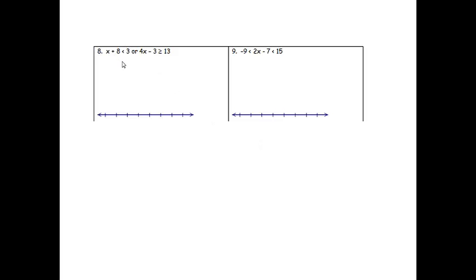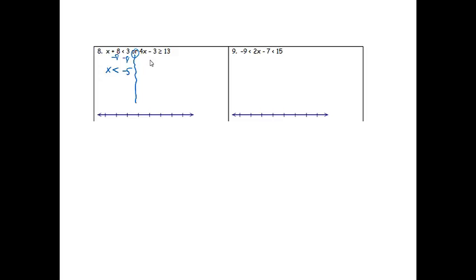Number 8, x plus 3 is less than 3, or 4x minus 3 is greater than or equal to 13. First of all, I like to do a little squiggly down my or. Since it is or, I know I'm going to have two separate graphs when I'm done, so just keep that in mind. To solve the left side, I will subtract 8 to get x by itself, so I'll get x is less than negative 5.